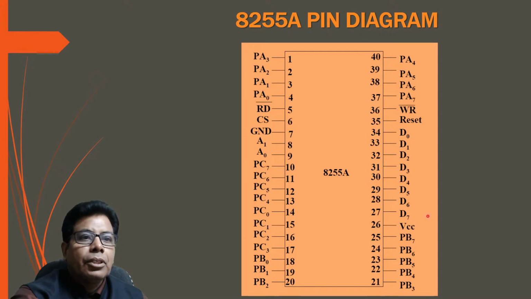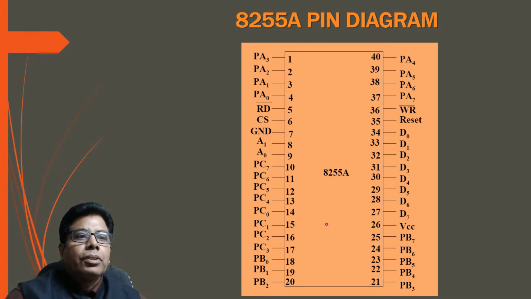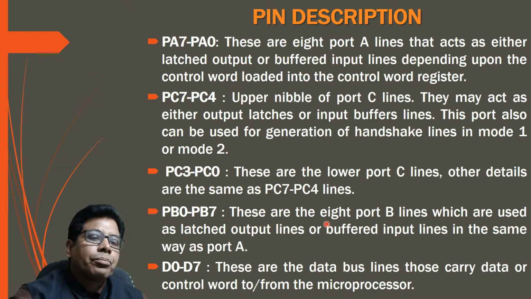Then we have the data bus D0 to D7. Then we have address lines A0, A1. Then other signals read bar, CS bar, write bar and reset. Then we have the ground and the VCC signal. So these are all the 40 pins of 8255A. Let us see the pin description.